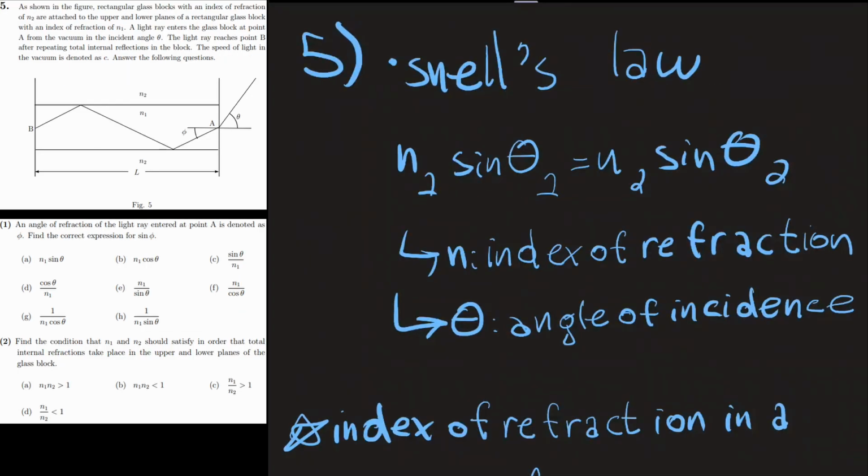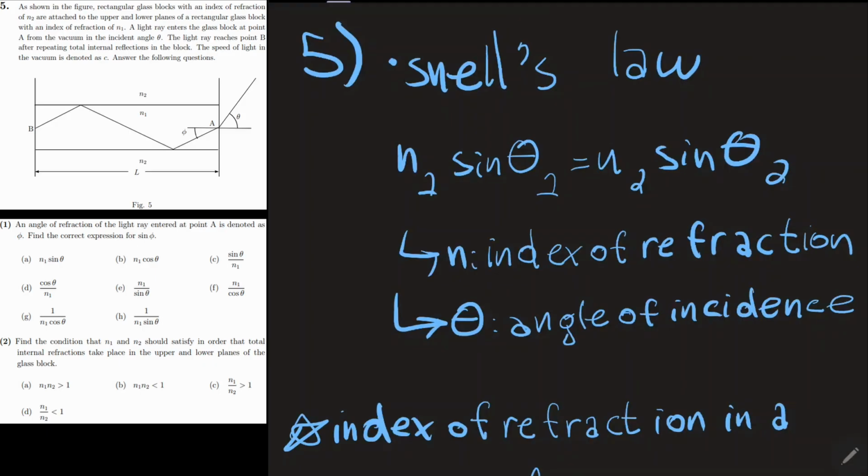So next is section 5, which says, as shown in the figure, rectangular glass blocks with an index of refraction of n2 are attached to the upper and lower planes of a rectangular glass block with an index of refraction of n1. A light ray enters the glass block at point A from the vacuum in the incident angle of theta. The light ray reaches point B after repeating total internal reflections in the block. The speed of light in the vacuum is denoted as c. Answer the following questions. So this is, of course, an optics question.